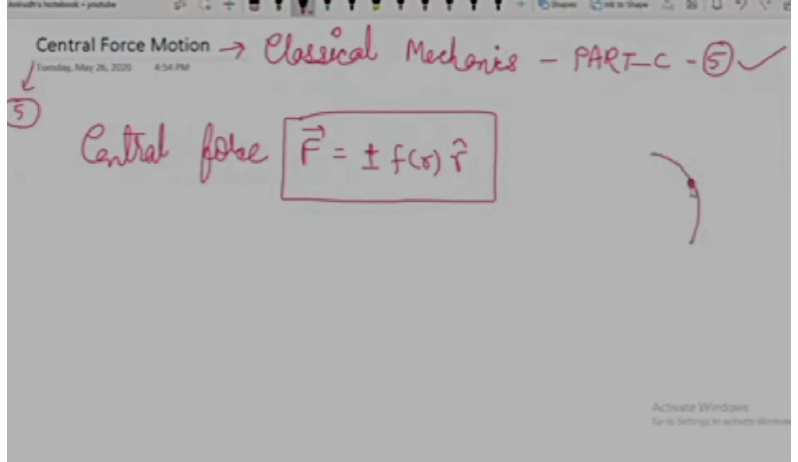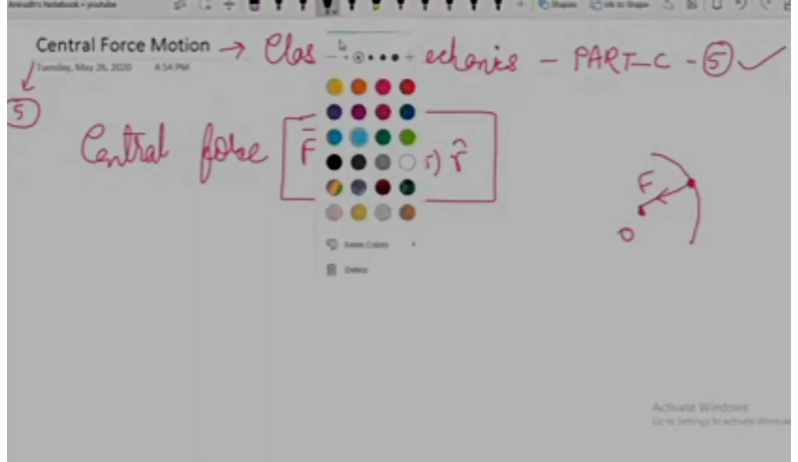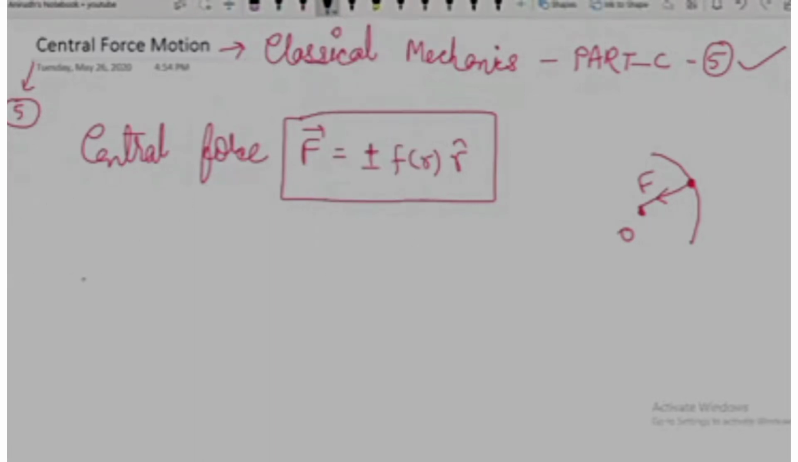If you have a particle at this position, and this is the center of a circular or any other path, and the force is always in this direction, then it is known as a central force. The central force has some features. The central force is always conservative in nature. Conservative means the line integral over that particular path will be 0, so it does not depend on the path, hence the central force is path independent.